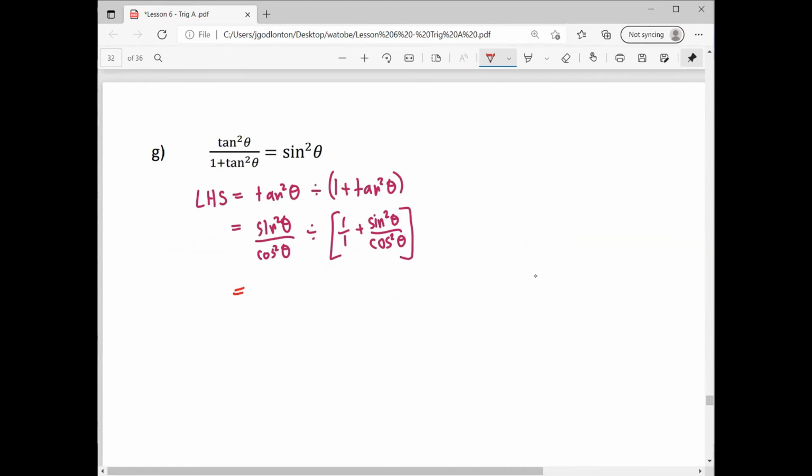Okay. So I'm going to keep this first fraction the same. Oh, yeah, Lisa, I can't hear you. I'm so sorry.